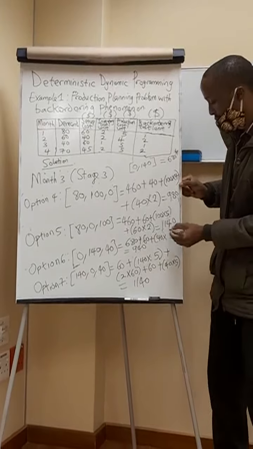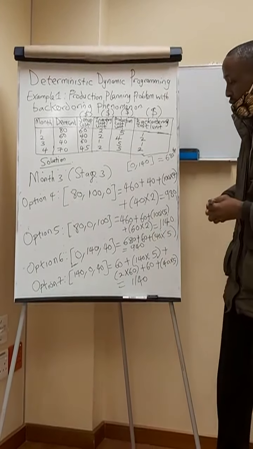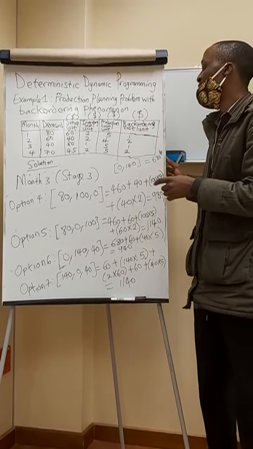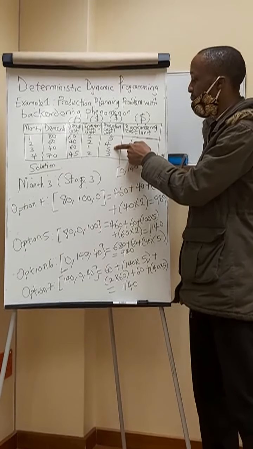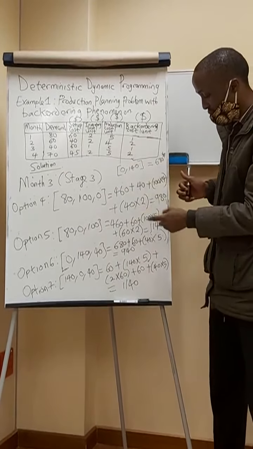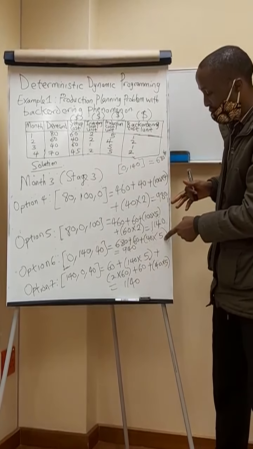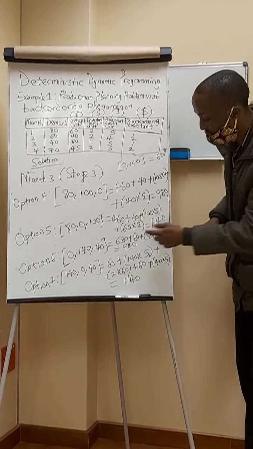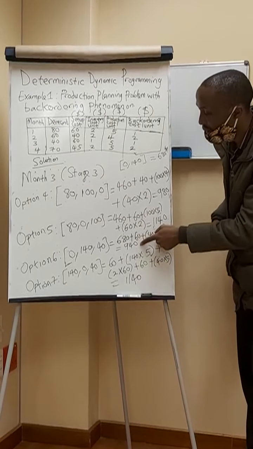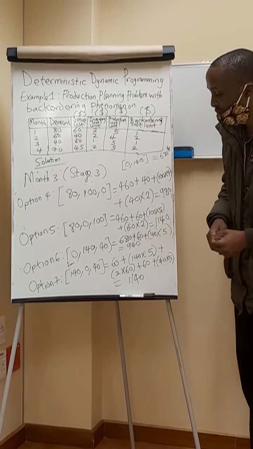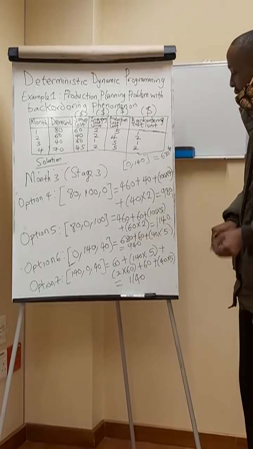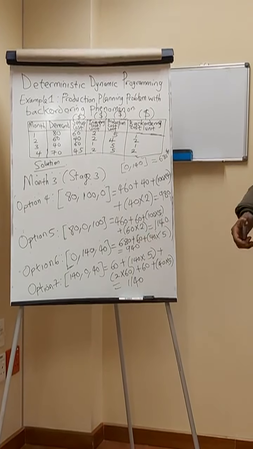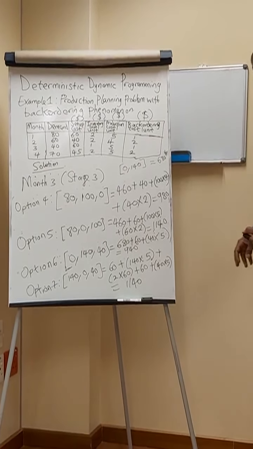Then plus, I want to produce 40 units in month 3. So the production cost of producing a single unit in month 3 is $5 per unit. So 40 units I'm producing in month 3, that is 40 times 5. So based on that now, I can sum this up, which is 680 plus 60 plus 40 times 5. So the option 6 solution gives me 940.